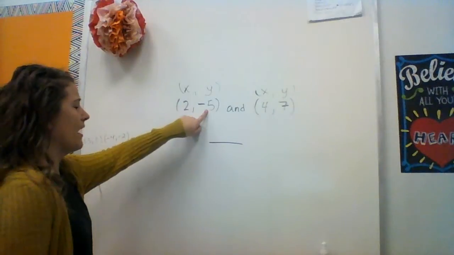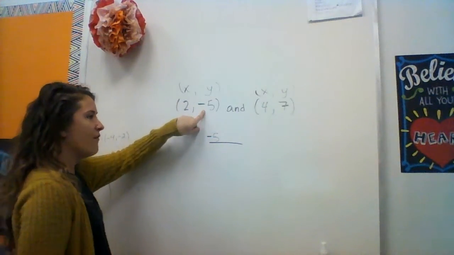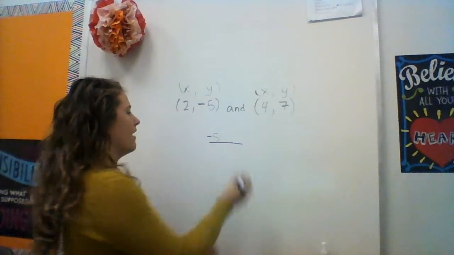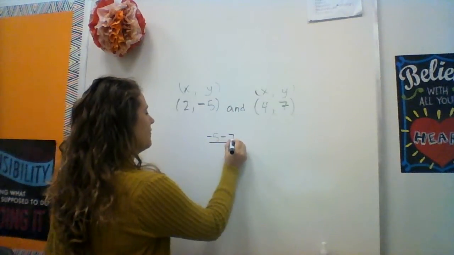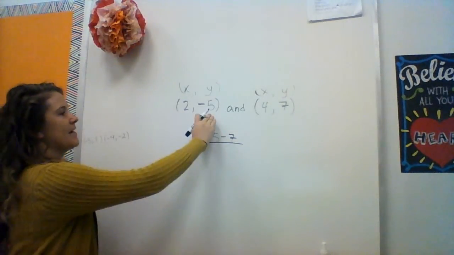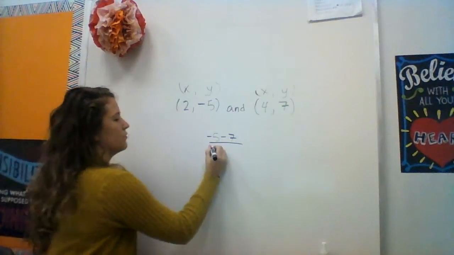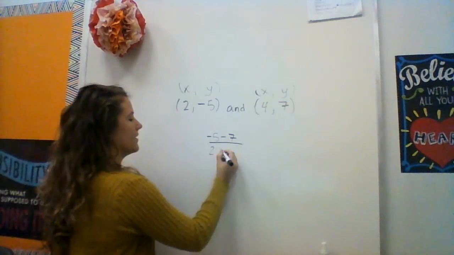So I'm going to start right here. I have this y value of -5. This is going to be -5 minus my other y value, -5 minus 7. And I need to use the same order when I have x's. If I use my -5 first, then I need to use my 2 first. So I'm going to do 2 minus 4.